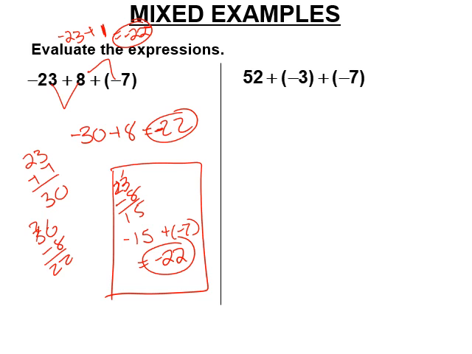So try this one. Well, I think it's easier to add negative 3 plus negative 7 and get negative 10 first. Then do 52 plus negative 10 and get positive 42, right? 52 positives plus 10 negatives is positive 42. If you try it the other ways, you should get the same answer.